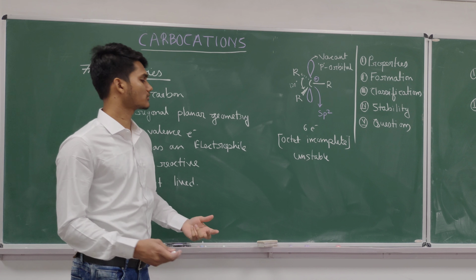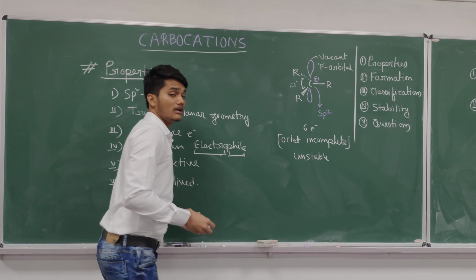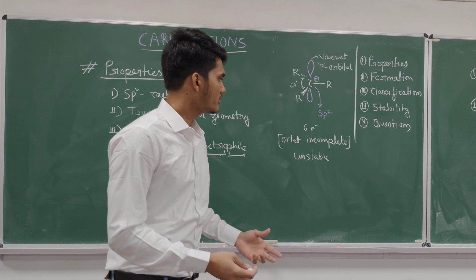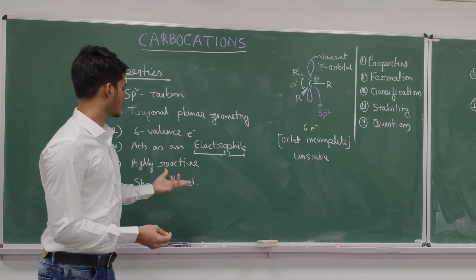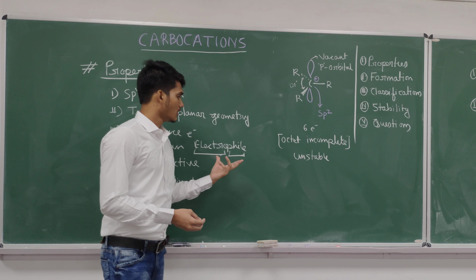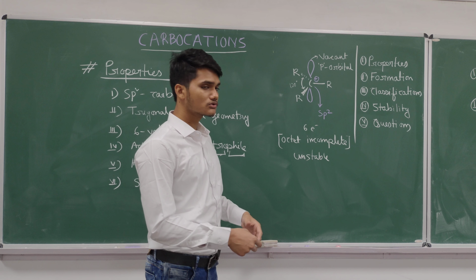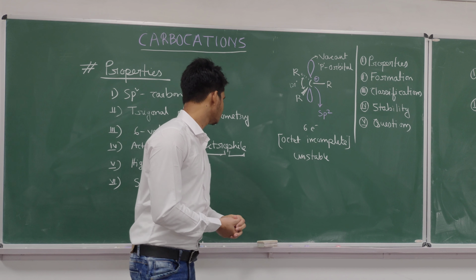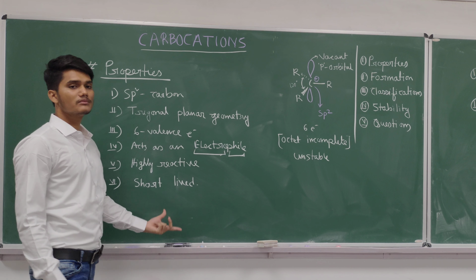Now what is an electrophile? In electrophile, electro means electron and phile means lover. That is, electron lover. Obviously, since it is a 6 electron species, it's an electron deficient species. So obviously it can act as an electrophile. To fulfill its octet, it needs to accept electrons. Now again, it is highly reactive and it is a short-lived species.